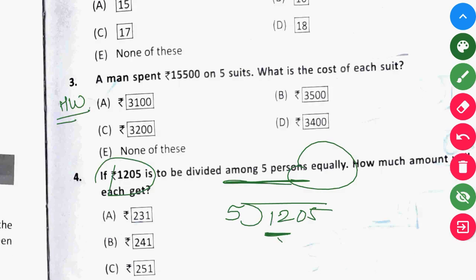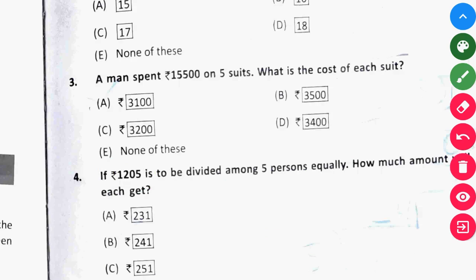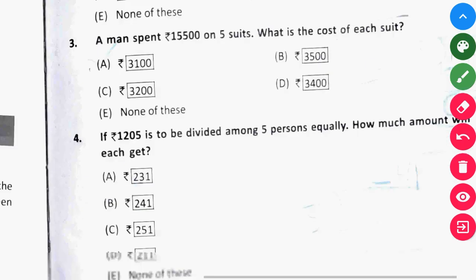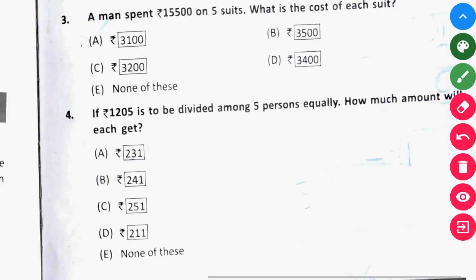Now we'll consider two numbers first. 5 twos are 10. 2 will remain. 0 will come down. 5 fours are 20. 5 will come down and 5 ones are 5. So 241 rupees will be gained by each person. Okay.